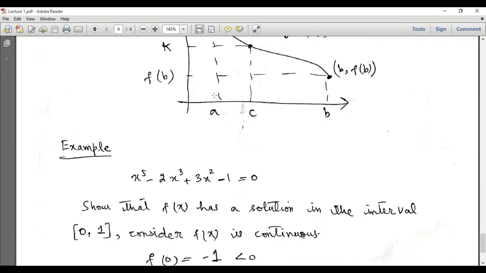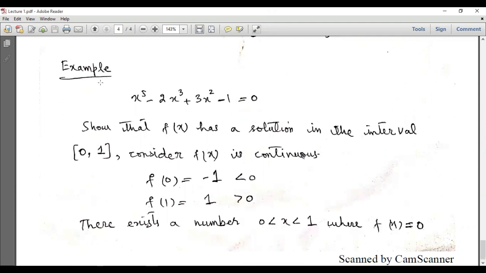And to elaborate more on the intermediate value theorem, I will solve this very simple example. In this example, we are given a function f(x), which is x^5 minus 2x^3 plus 3x^2 minus 1 equal to 0. And we have to show that the function has a solution in the interval from 0 to 1. So this is the function, and this function has to be equal to 0. The solution of the function is lying at the point at which the value of this function is equal to 0.